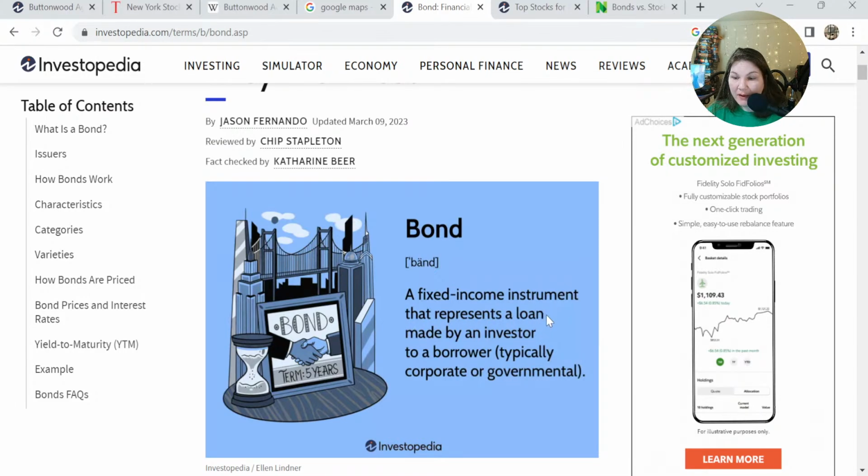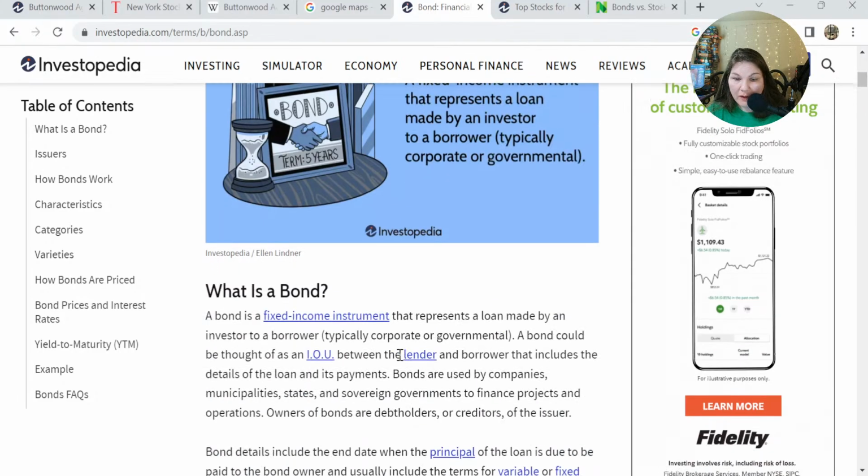That word right there, loan, immediately stuck out to me. A loan does not mean you own a piece of the equity. So a bond is a fixed income instrument that represents a loan made by an investor to a borrower, typically corporate or governmental. A bond can be thought of as an IOU between the lender and the borrower that includes the details of the loan and its payments. So you go to your mom and you say, Mom, can I borrow $200? I'll pay you back next Friday. This is what that is, but they write it down. Got it. IOU. That's what a bond is. That is not what a stock is. A share of a stock is you invest and you buy a piece of the pie, right?